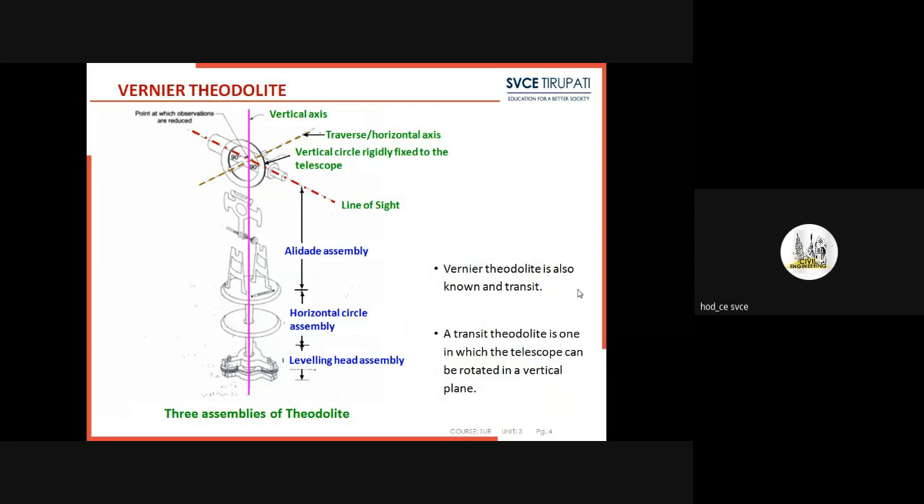This is the internal part. The pink color indicates the vertical axis, that is the plumb bob line. Plumb bob line is nothing but the vertical axis, perpendicular to the surface.